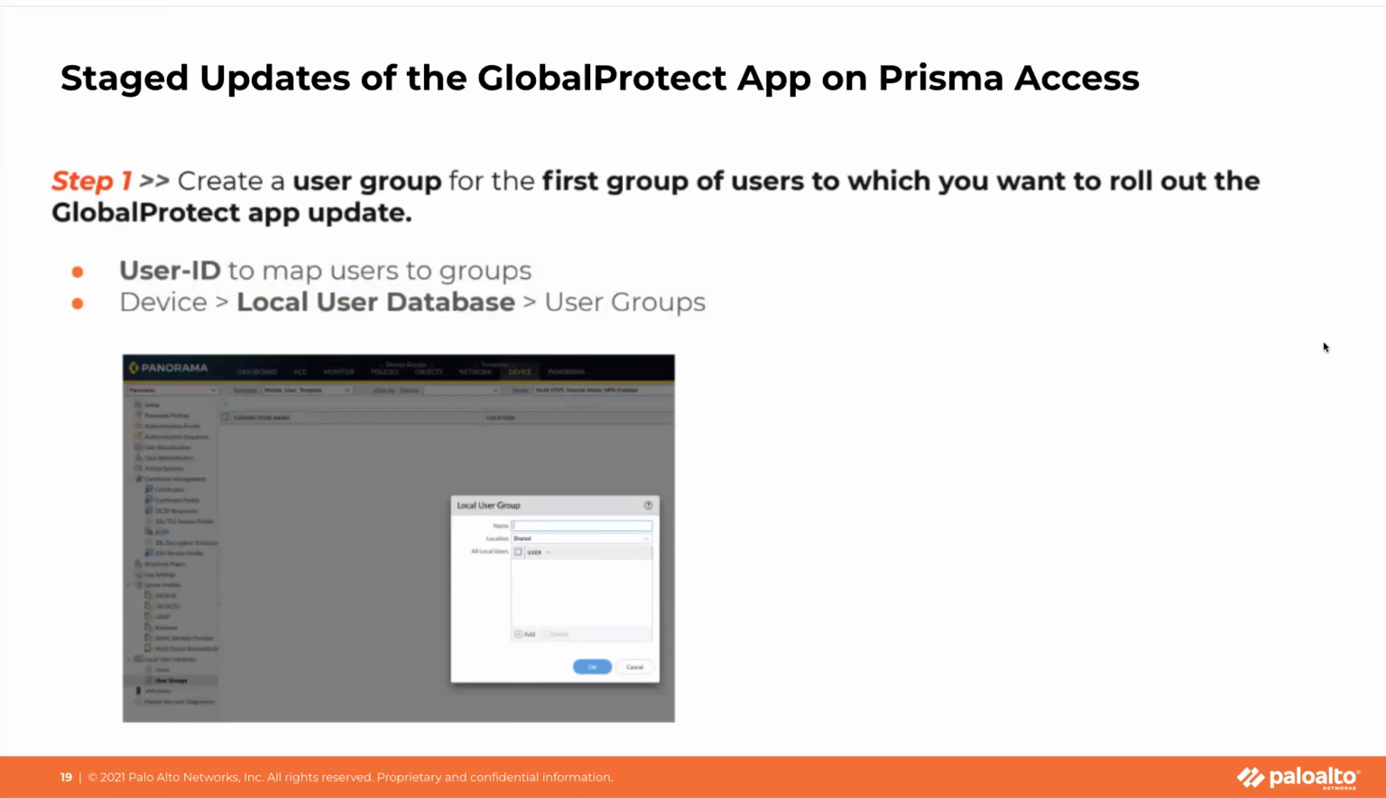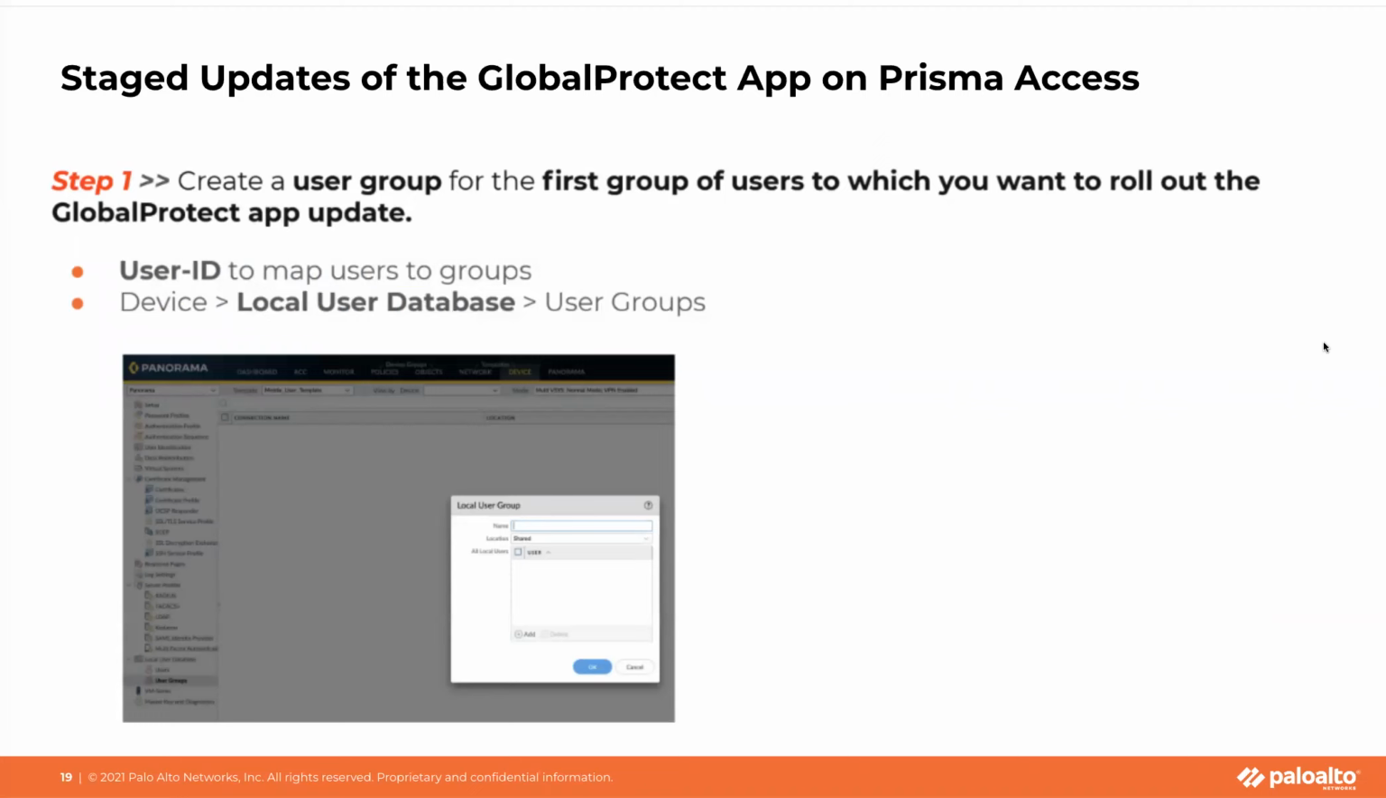Next, we're talking about staged updates for the GP app on Prisma Access. So if you manage a large organization, you might want to update mobile users to the latest version of the GP app in stages. For example, you could assign a smaller group to update their GP app before rolling out the update to everybody in your organization.